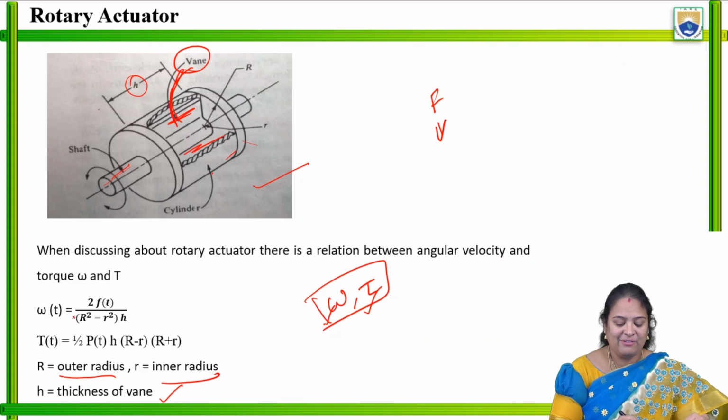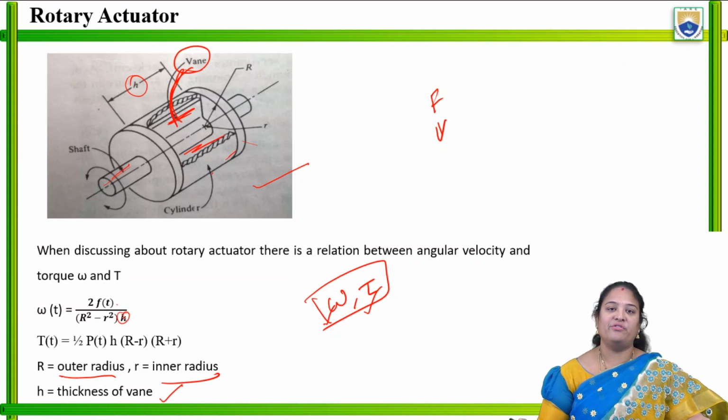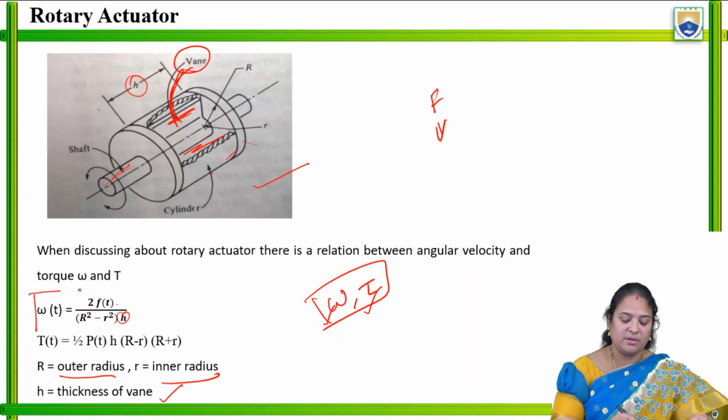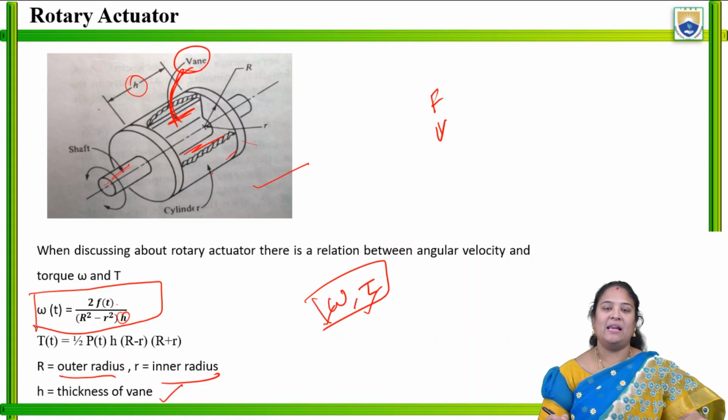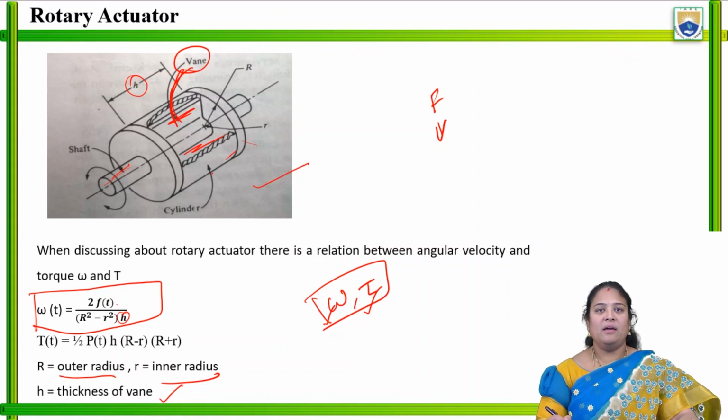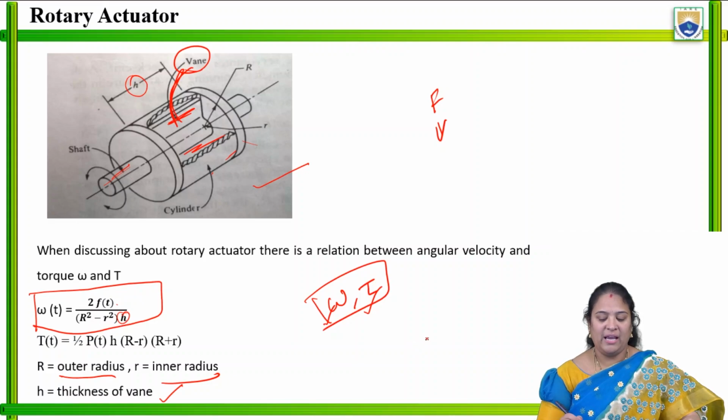How is the calculation done when we are using the rotary actuator? The angular velocity is equal to 2 times the force divided by the outer radius minus the inner radius, times the thickness of the vane. Based on this formula, we will be calculating the angular velocities for the rotary actuator of the robot.